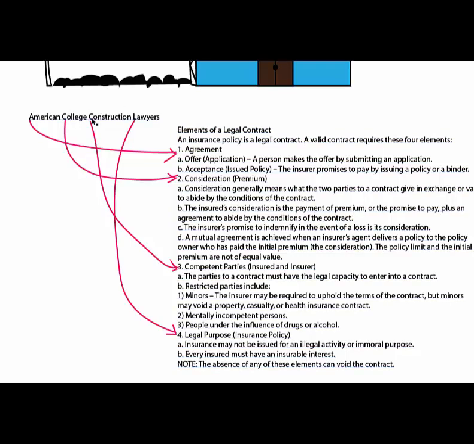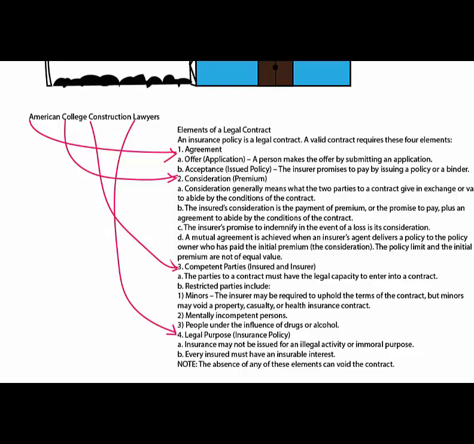And then we have construction, where that C is for competent parties. Parties to a contract must have legal capacity to enter. It can't be a minor. It can't be without your senses. You have to have mentally competent people. And you can't be under duress or drugs or alcohol when you sign the contract. And then lawyers, the L is for legal purpose. You can't have an enforceable contract that's covering some sort of illegal act.